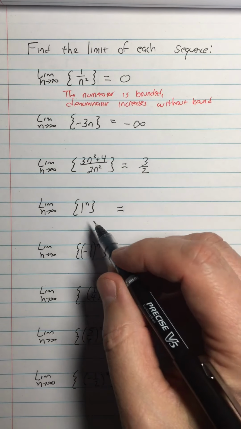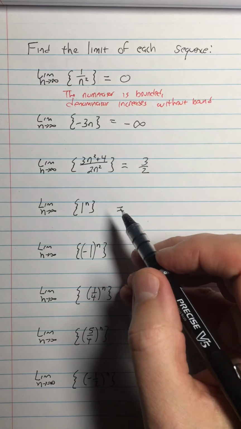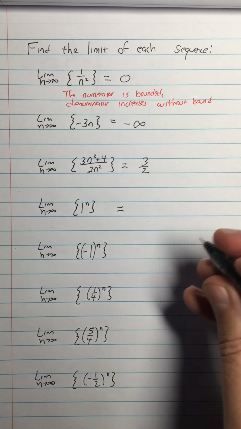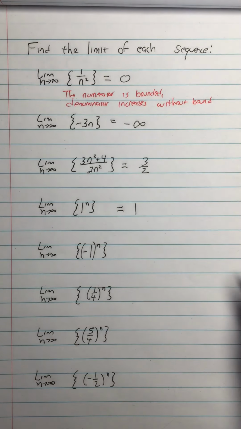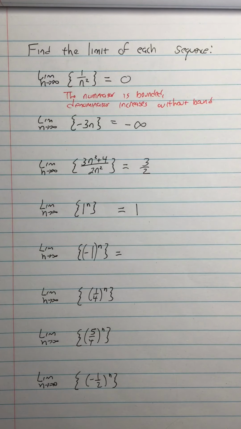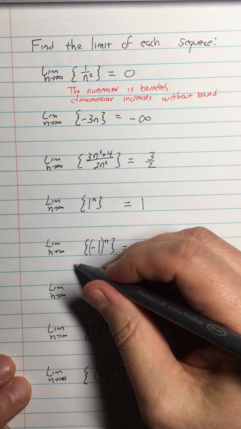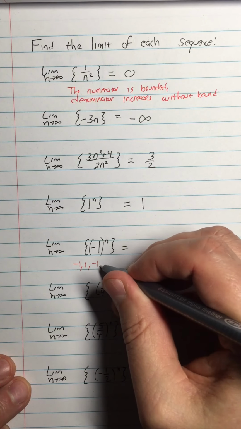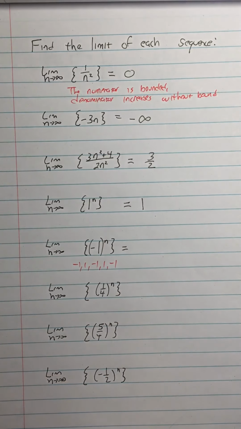Okay, what if it's 1 to the n? Well, I'm going to have 1, 1, 1, 1, 1, 1. It's the constant sequence 1, 1, 1. All right, so that limit is 1. This one's interesting. If I have (-1) to the n, what are the sequence values? The sequence values go -1, 1, -1, 1. All right, does this have a limit or not?